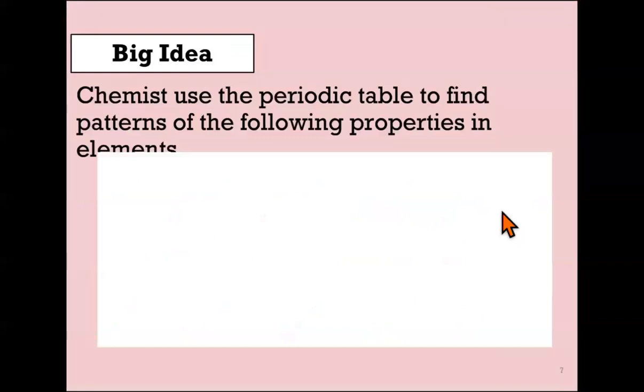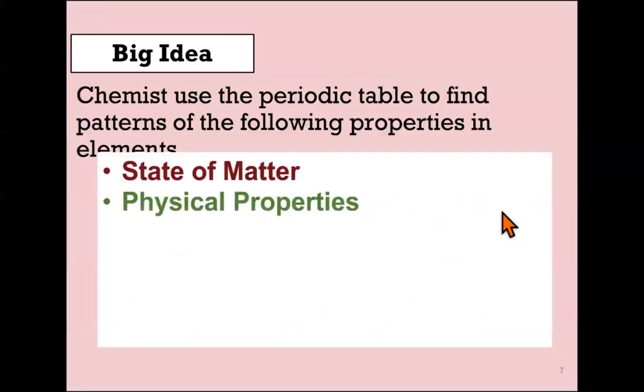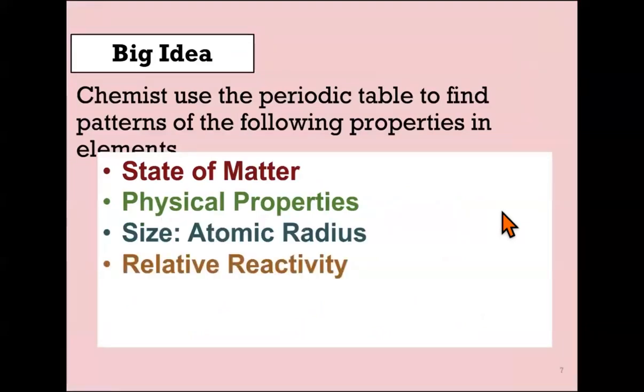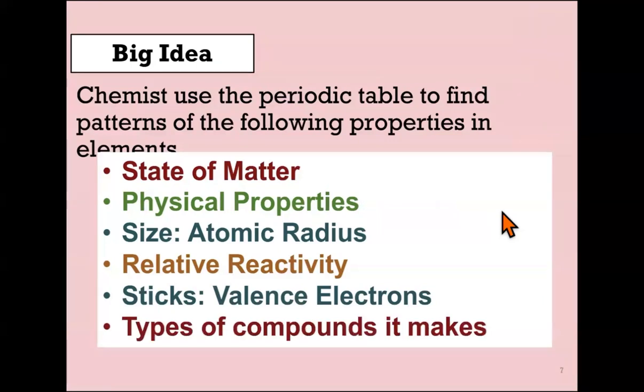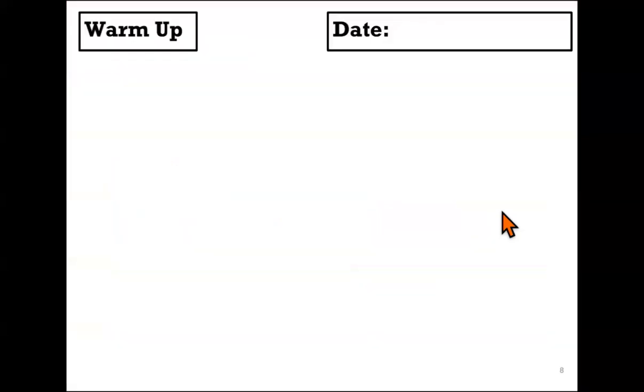So the big idea to take away from this lesson is that the periodic table is used to find patterns in the following properties: the state of matter, the physical properties, the atomic radius, the relative reactivity, the types of compounds it makes. And that's what you should have taken from our build a table activity. Please keep asking questions and good luck on your next assignment.